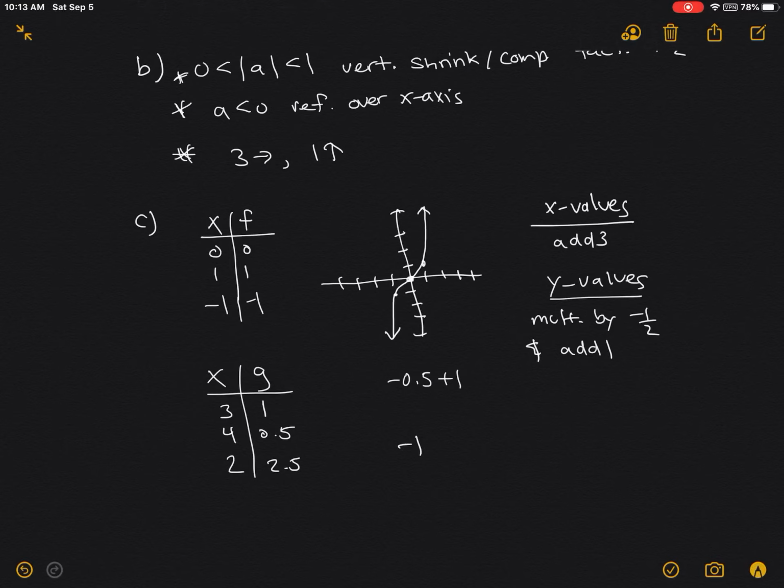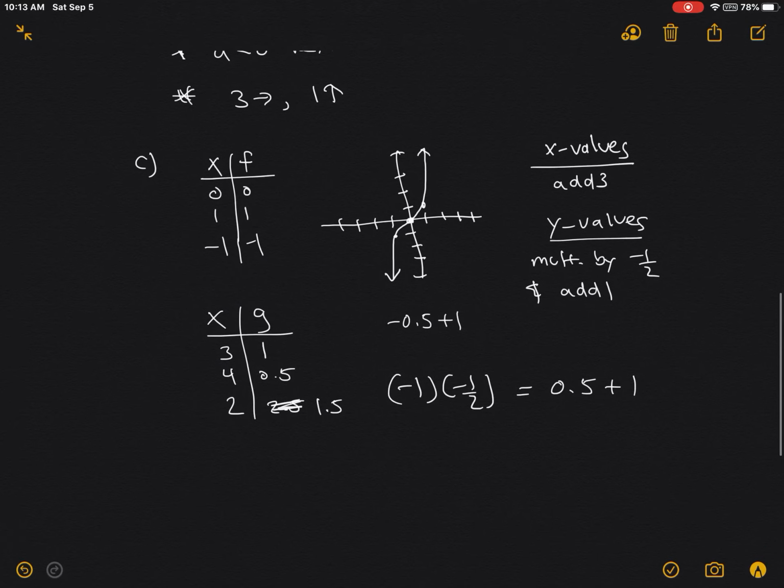Oh, actually, I'm sorry, I made a mistake here. Negative 1 times negative 1/2 is positive 0.5, 0.5 plus 1. So this one right here should be 1.5.